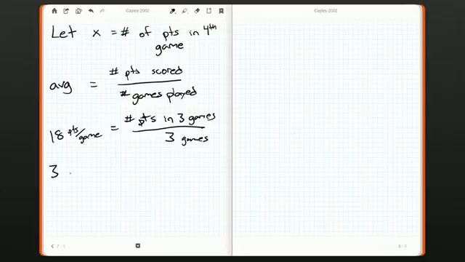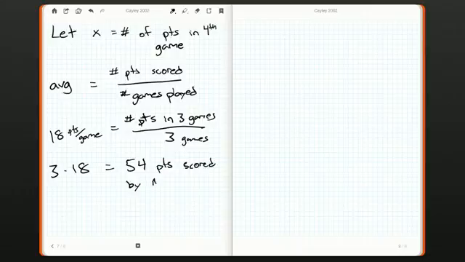So multiply through, we get 3 times 18. And if you want to be technical, you can keep the unit of game and points per game. Things will cancel out. You'll get points in the end. So 3 times 18, you can either do that in your head, or you can work it out on your calculator. And we get 54 points scored by Megan in her first 3 games. And we know she scores X points in her 4th game, but that's the value we want to work out.